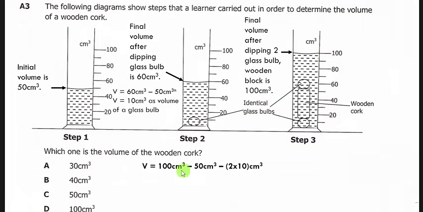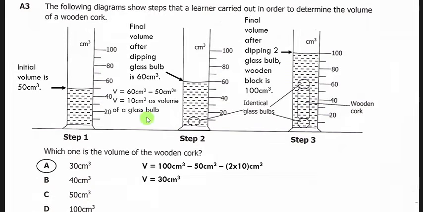So you remove first the original volume, which is 100 minus 50, then also minus open brackets 2 times 10. Each one of them is 10, and now there are 2, which will be 20. So you say 100 minus 50 minus 20, and you get your answer as 30 cubic centimeters. So your answer is A, which is the volume of the cork.